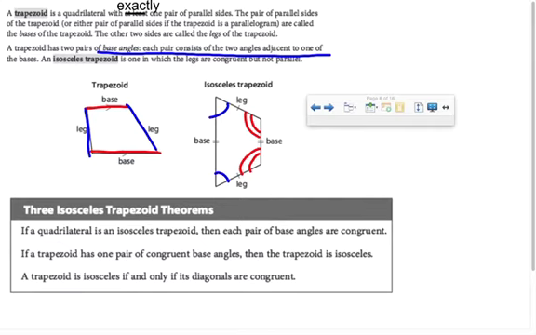And another property of isosceles trapezoids is that the diagonals are congruent. Notice the wording here, this "if and only if" means that the statement goes both ways. If I know the trapezoid is isosceles, then I know that the diagonals are congruent. And if I know that the diagonals of a trapezoid are congruent, then I know that the trapezoid is isosceles. That's what I mean by going both ways.